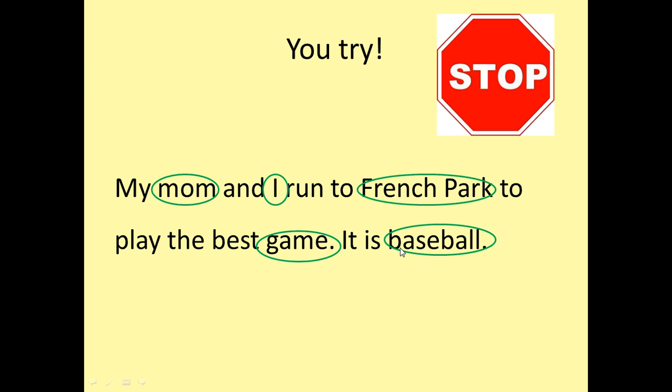Now think which of these words are verbs. Which words show an action or say what something is? Hit pause if you're not ready to see the answer. The verbs in these sentences are run, that's an action, and play. Is is also a verb. We called them the state of being verbs. And last, see if you can find the adjective. The word best is an adjective because it describes the game.